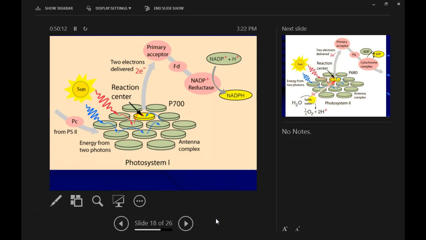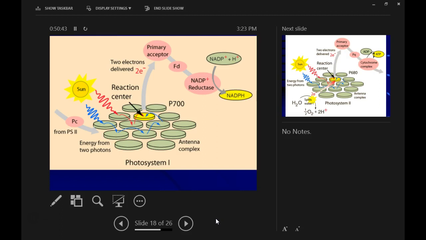And that NADPH is going to make its way to the stroma. That's one of the chemical energy molecules that's going to allow us to convert carbon dioxide to sugar. So very similar to what we saw with NAD in aerobic cellular respiration.